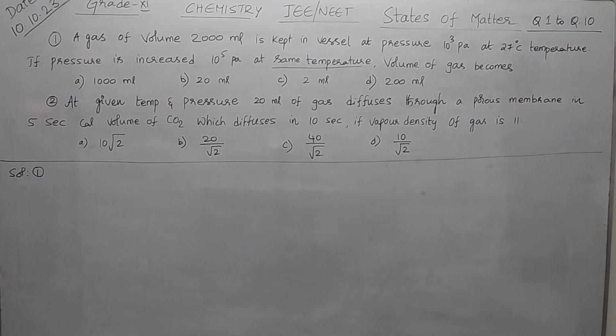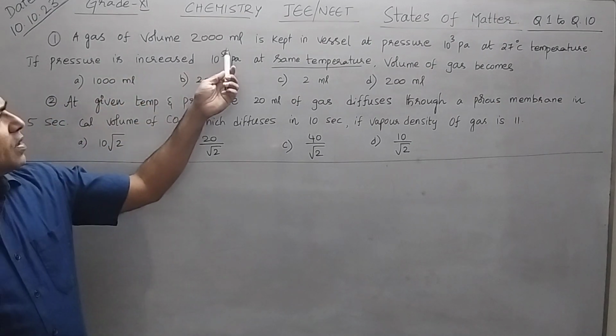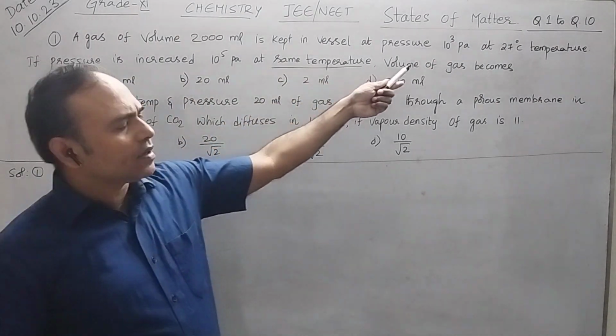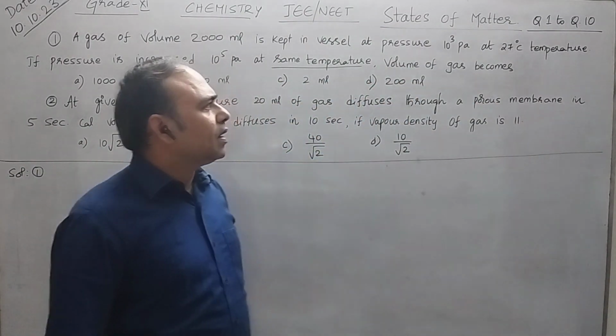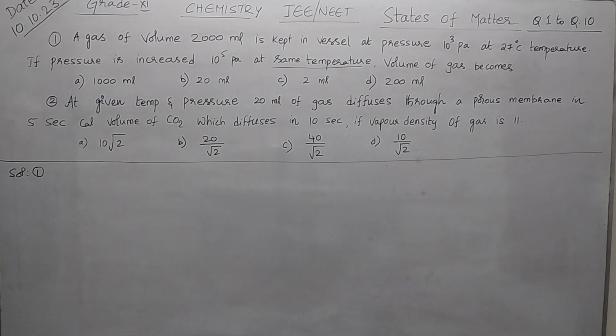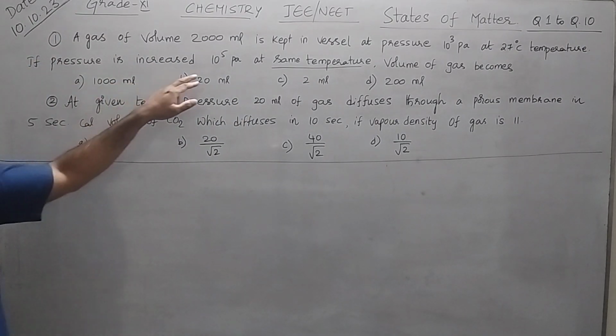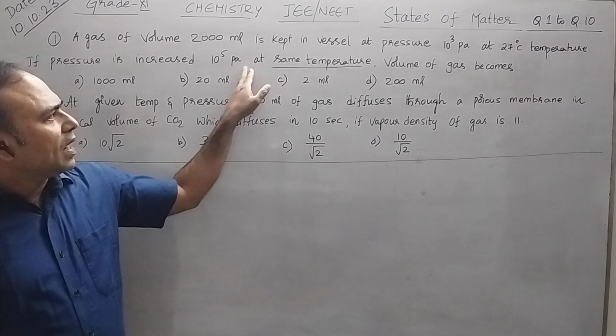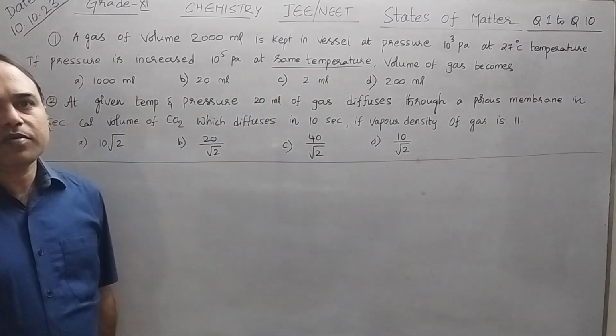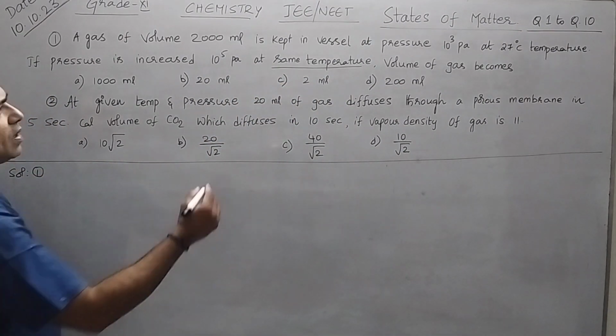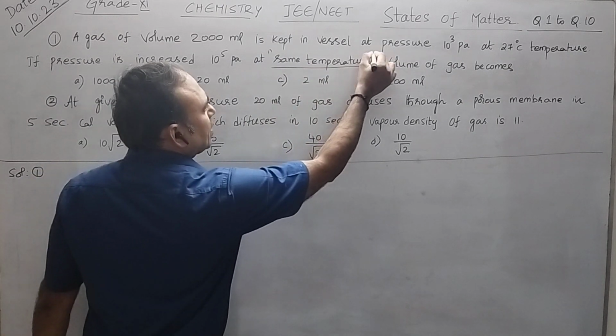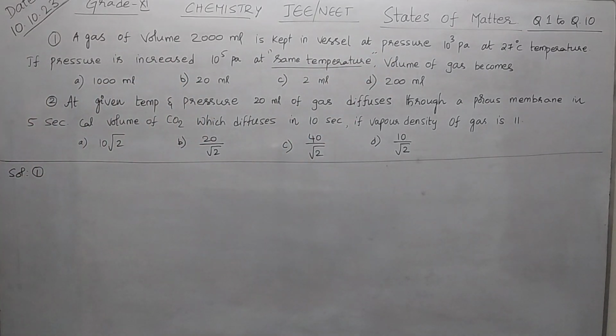First question: a gas of volume 2000 ml is kept in a vessel at pressure 10 to the power of 3 Pascal at 27 degrees Celsius temperature. If pressure is increased to 10 power 5 Pascal at same temperature, what will be your volume of gas? Now here an important term called same temperature. So let's solve this.